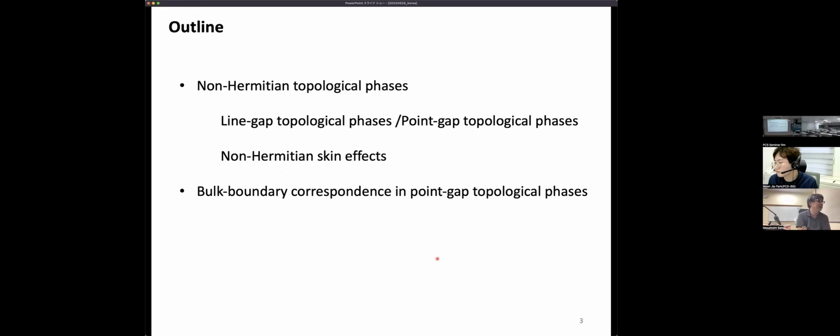So here's the outline of my talk. In the first part of my talk, I would like to explain the basics of non-Hermitian topological phases. I would like to explain the two different topological phases in non-Hermitian systems. The first one is line gap topological phases, and the second one is point gap topological phases. And then I'd like to explain the very typical topological phenomenon intrinsic to non-Hermitian systems, that is the non-Hermitian skin effect. Then in the second part, I would like to explain our recent work on the bulk boundary correspondence in point gap topological phases.